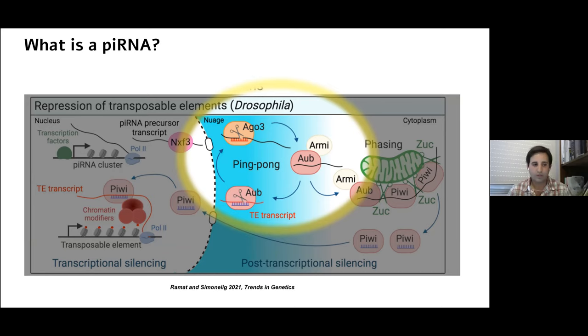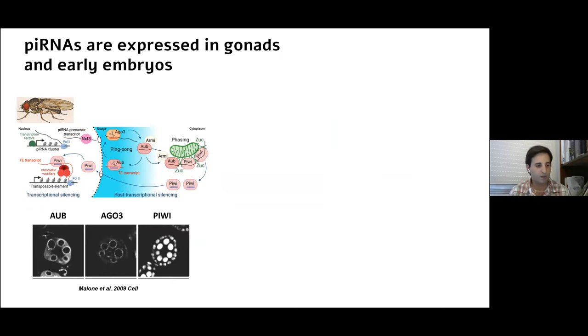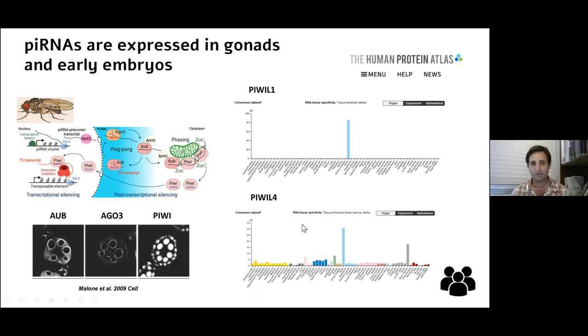Consistent with their roles as guardians of the genome against transposable elements, Piwi proteins, piRNAs, and the rest of the piRNA pathway machinery tend to be expressed in those cells where the expression of transposable elements is more problematic. These include somatic cells and germline cells in the gonads and early embryos. If transposable elements are not controlled in these cells, they will multiply and induce mutations which will be transferred to the next generation. Here you can see the expression of Aubergine, AGO3, and Piwi in different cells of Drosophila ovaries, and the high expression of Piwi proteins in human testes.